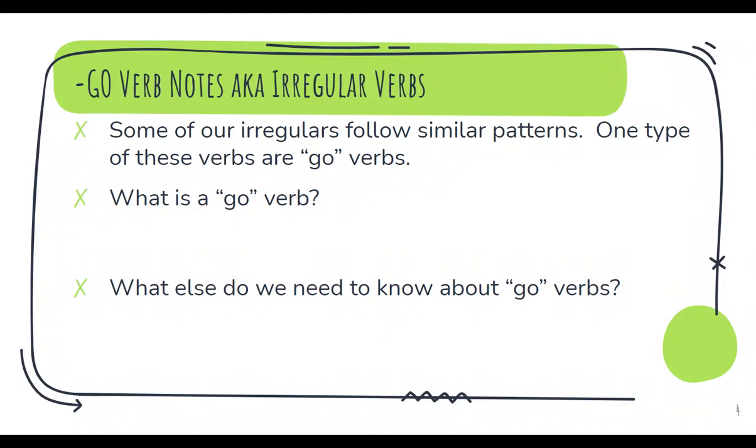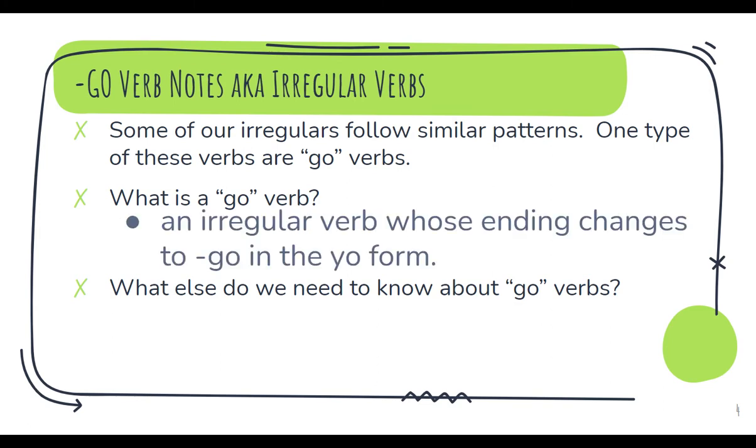Hi, today we're going to talk about go verbs, also known as irregular verbs. I call these go verbs because these verbs all follow the pattern that in the yo form, it is irregular, and a G is added that is not normally going to be there. And so this is one type of verb that acts like this. So a go verb is an irregular verb whose ending changes to go in the yo form.